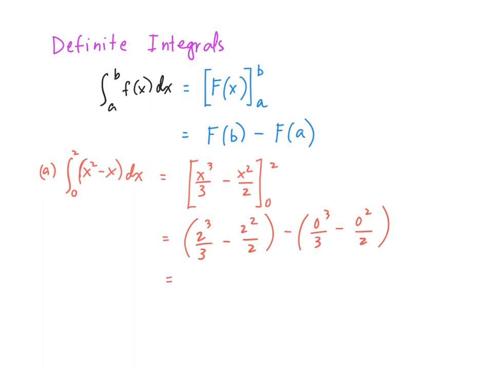And just simplify. This is 8 over 3 minus 4 over 2. And this second one here is just actually 0. So we just need to simplify this. And, okay, let's write this as 16 over 6 minus 12 over 6. And that would just be 4 over 6 or 2/3.